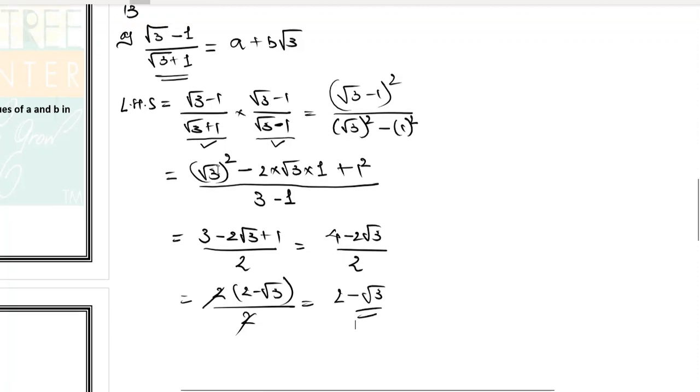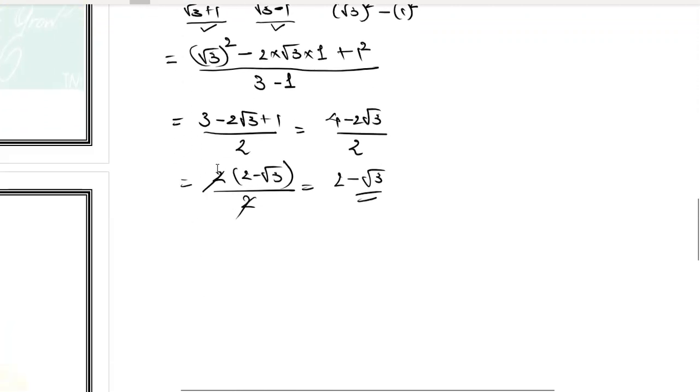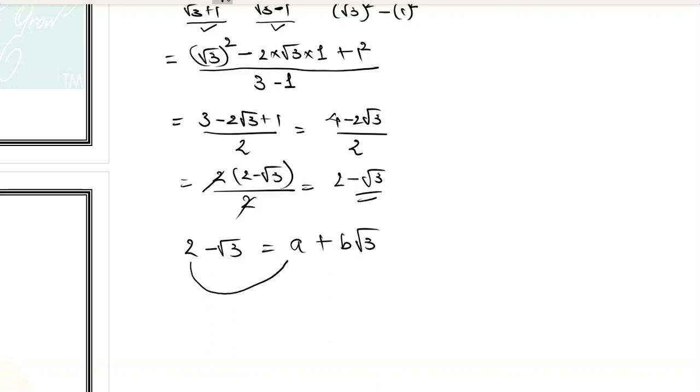So if I compare this with a plus b root 3, see, I will compare it with the right hand side. 2 minus root 3 is equal to a plus b root 3. So can you tell me what is in the place of a? What is in the place of a? 2. So the value of a is 2. What is in the place of b? Now you will say that in the place of b there is nothing, because there is just a minus sign and then there is root 3.